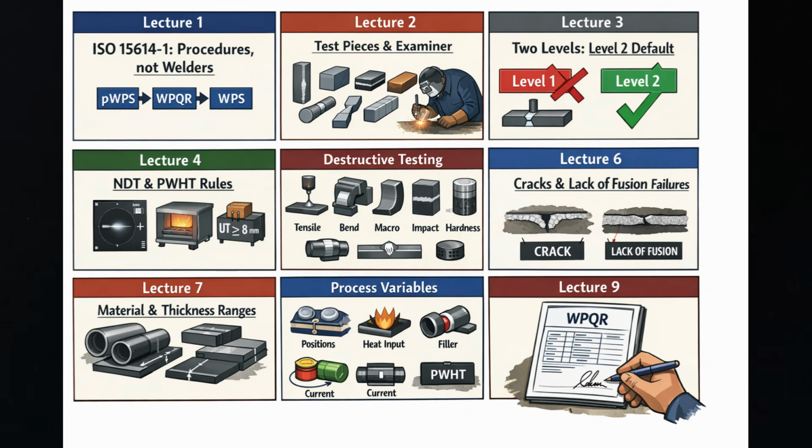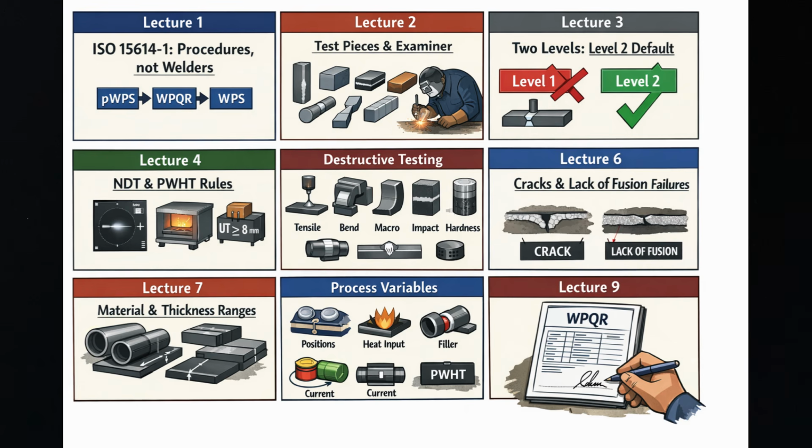Lecture 3. 2 levels. Level 2 is default and more rigorous. Covers Level 1 but not vice versa. Lecture 4. NDT before specimen cutting. PWHT before NDT. UT restricted to T greater than or equal to 8 mm and non-Group 8 materials.